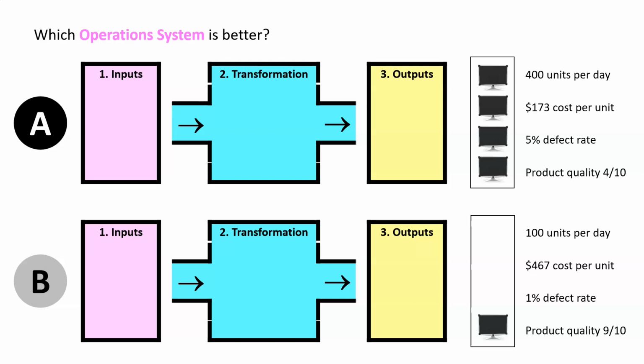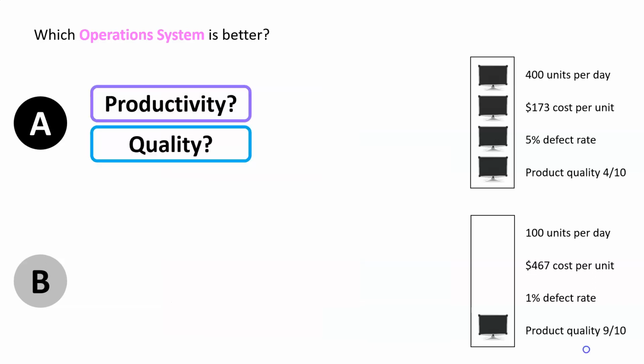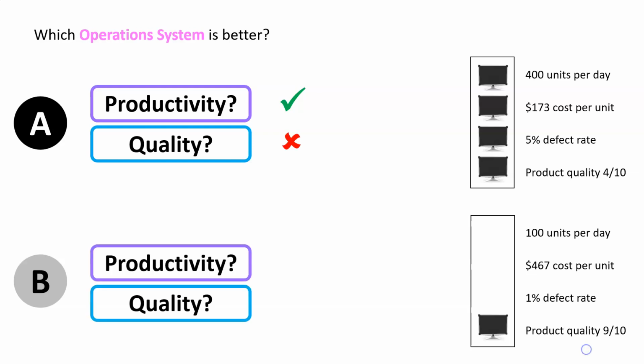So the question is, which operation system is better? We can't answer that. We say they're both good at different things. Business A is very productive. Its quality is not as good. Business B is not as productive, but it makes a really good product.